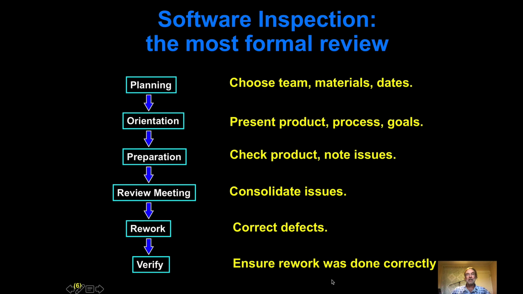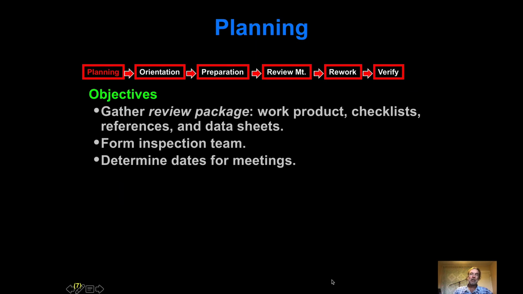So let's look at the most formal type of software review. It's called software inspection. It was first defined in the mid 70s, and is still used in life critical kinds of software where it's really important that you find as many defects as you can. And it has these 6 different phases: planning, orientation, preparation, meeting, rework, and verify. So let's really quickly look at each of the steps.